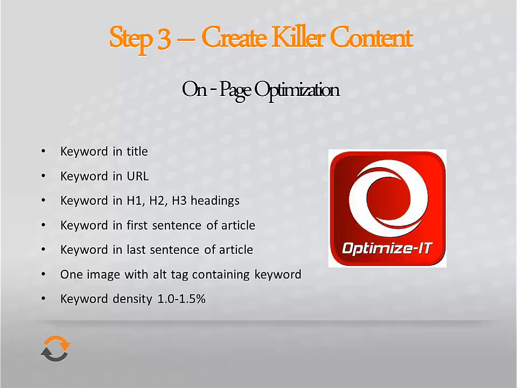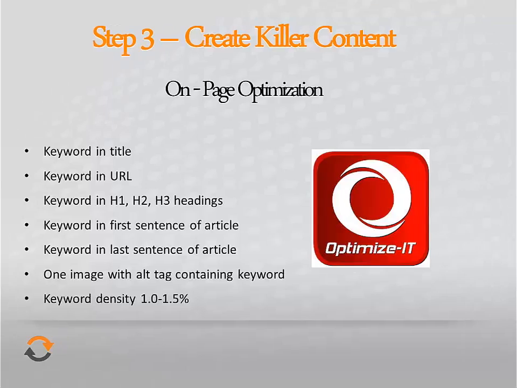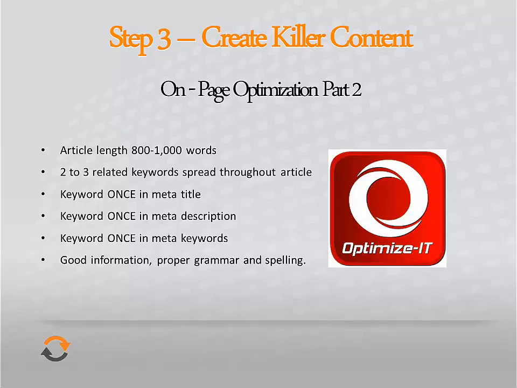So you just go to add media, add your image, and then it'll ask for the alt tag. And you want to do the same thing you did with the headings. You also want a keyword density of 1 to 1.5%, no more, typically not less. I would recommend keeping it at 1%. And continue. You want your article length to be 800 to 1,000 words. You want 2 to 3 related keywords spread throughout your article. You also want your keyword used once in your meta title, meta description, and meta keywords. And most importantly, you want good information, proper grammar, and spelling.